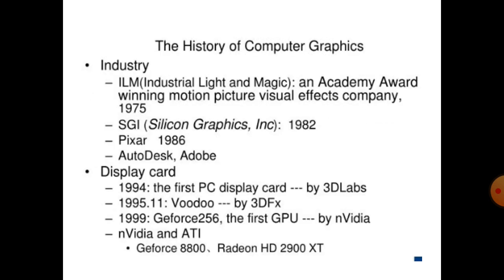1984. The history of computer graphics industry. ILM, Industrial Light and Magic, an Academy Award-winning motion picture visual effects company. 1975, SGI, Silicon Graphics Inc. 1982, Pixar. 1986, Autodesk, Adobe. Display card: 1994, the first PC display card by 3Dlabs.